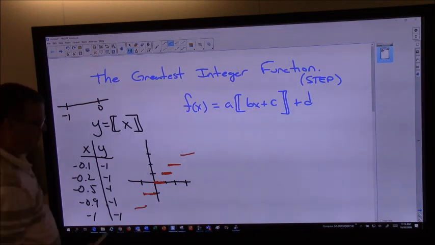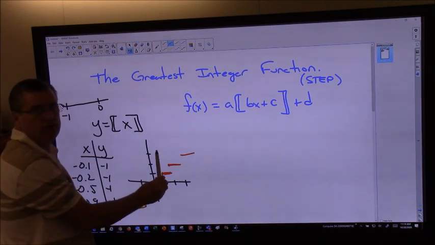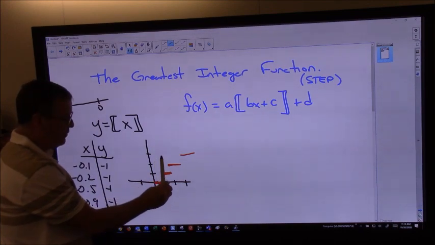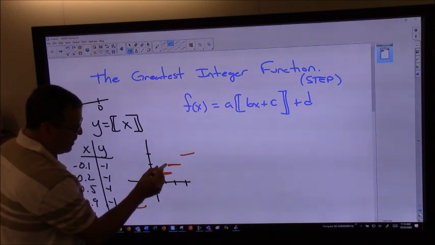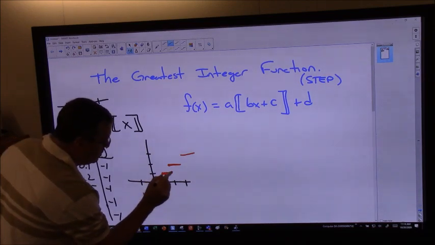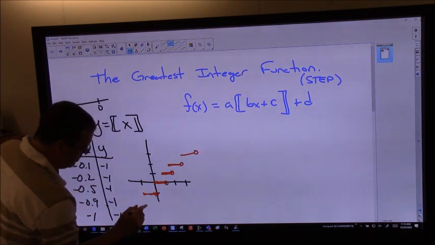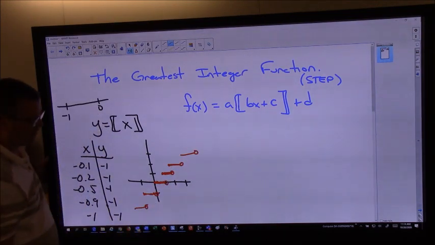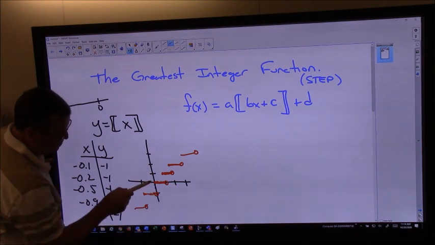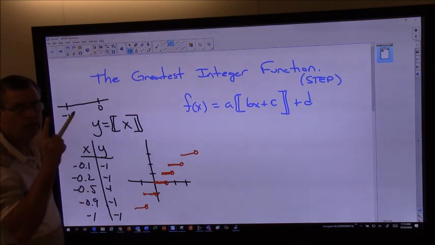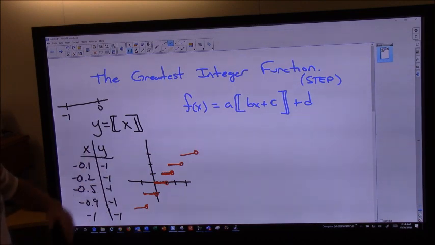Now, we have to talk about one more thing here. You guys remember the vertical line test? You can only touch one point at a time. Well, I don't want to touch a point here and up here at the same time. So what we do is we put open circles on the right side of each of these steps so that our vertical line test can still be true. If I'm right here on the y-axis, I'm not hitting this point and this one at the same time. I can only hit one, right? Otherwise it's not a function. So there it is, there's my steps.